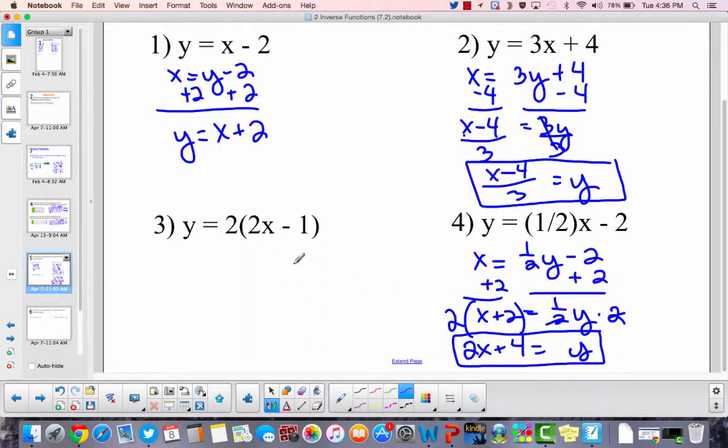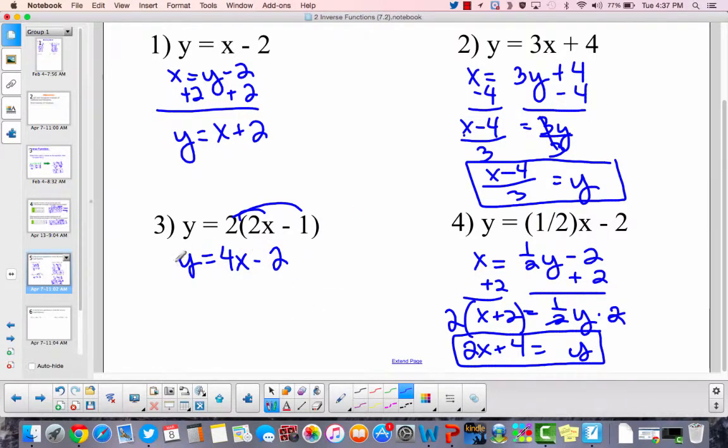You try this one. Let's pause it here for a minute and have you try it. Okay. Now, did you decide to distribute first? You can, or you can just switch your x and y's. It's really up to you. Let's go ahead and distribute it first because I think that's probably the easiest. So I get y equals 4x minus 2.